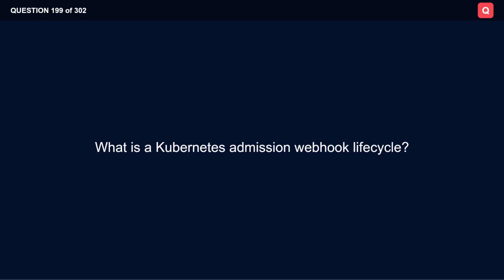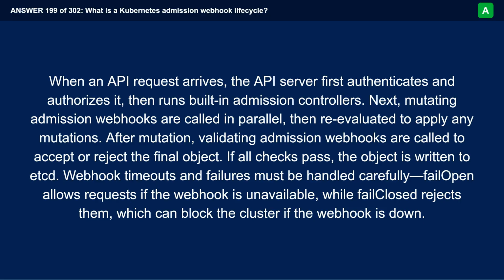What is a Kubernetes admission webhook lifecycle? When an API request arrives, the API server first authenticates and authorizes it, then runs built-in admission controllers. Next, mutating admission webhooks are called in parallel, then re-evaluated to apply any mutations. After mutation, validating admission webhooks are called to accept or reject the final object. If all checks pass, the object is written to etcd. Webhook timeouts and failures must be handled carefully. Fail open allows requests if the webhook is unavailable, while fail closed rejects them, which can block the cluster if the webhook is down.